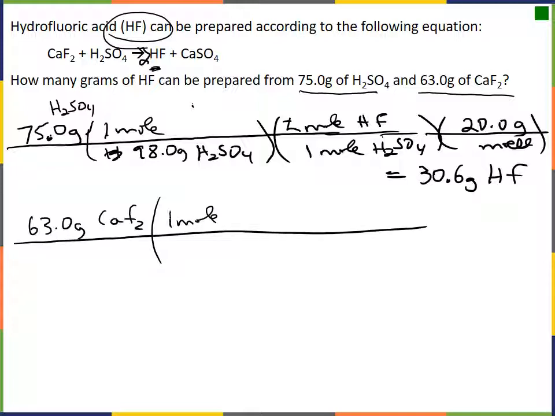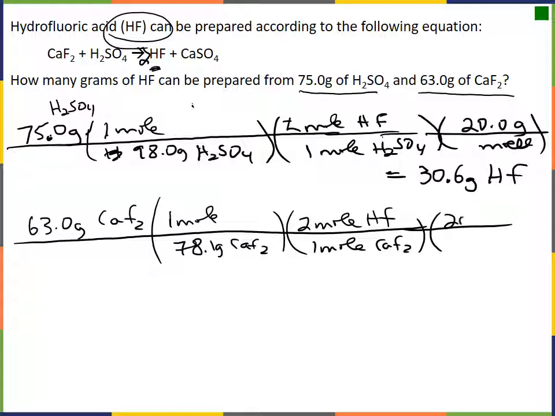We're going to do the same calculation with calcium fluoride. 1 mole of calcium fluoride for every 78 grams of calcium fluoride. Relationship is 2 moles of HF, again from the balanced equation, for every 1 mole of calcium fluoride, molar mass of HF is 20 grams per mole. And from the calcium fluoride, we could make a total of 32.3 grams.